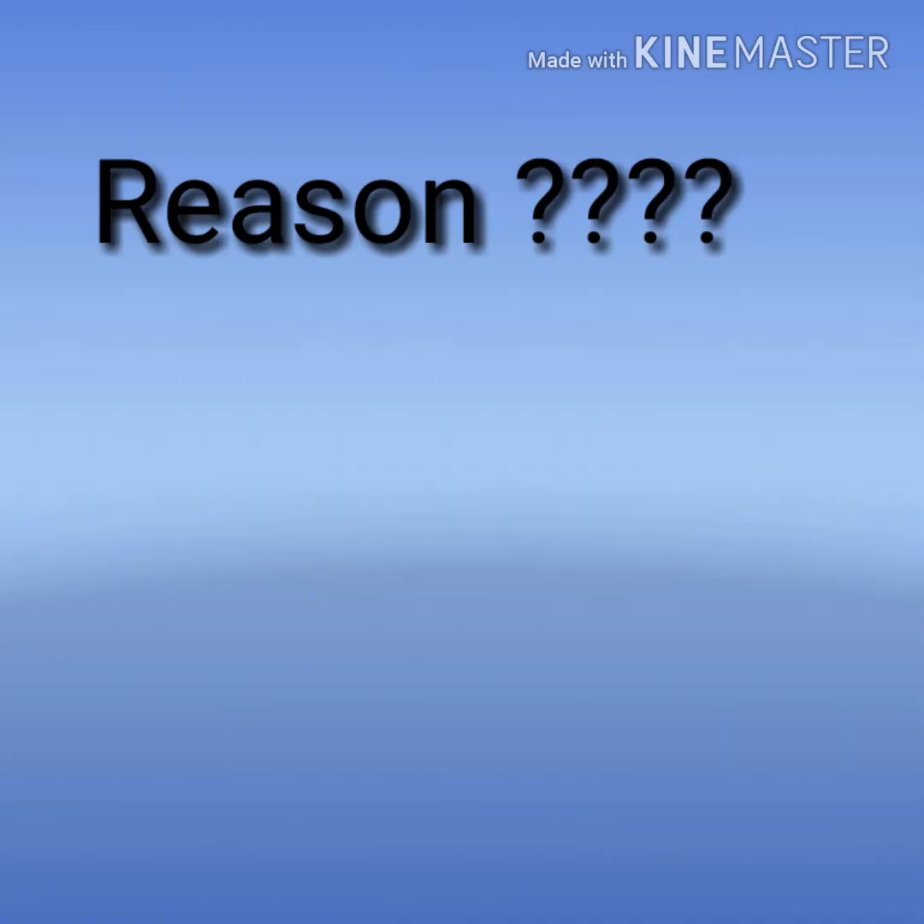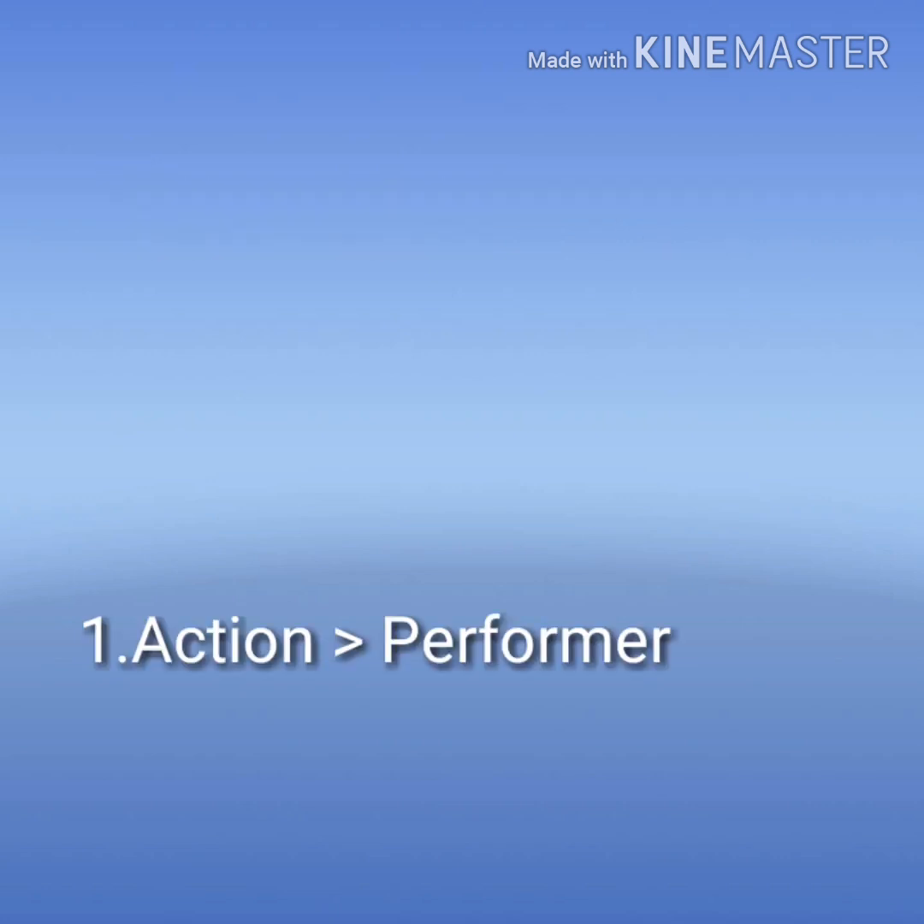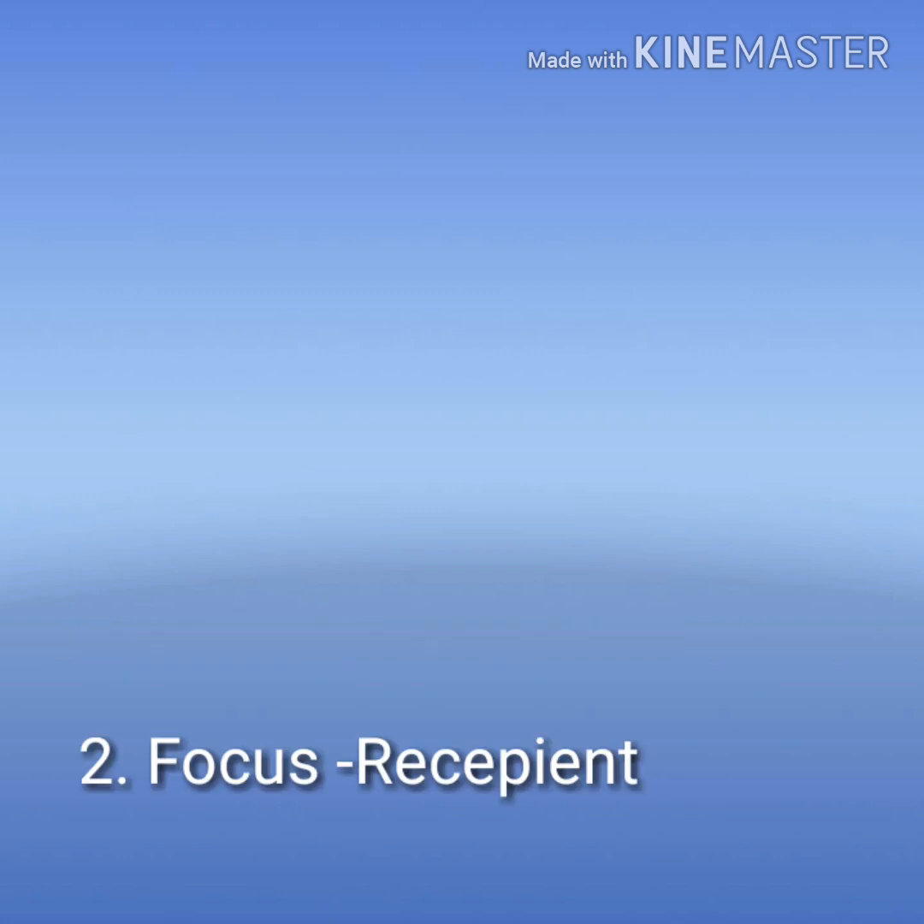So what is the reason to write something in passive? When the performer is less important than the action. Here the performer is doctor. So doctor is less important than the action, that is, prescribing the medicine is more important than who did the action. Or the recipient is the main focus. Yes, the recipient, that is the patient, is the main focus rather than the doctor. Ravi is more important than the doctor. So these are the two conditions when we choose to write passive voice.